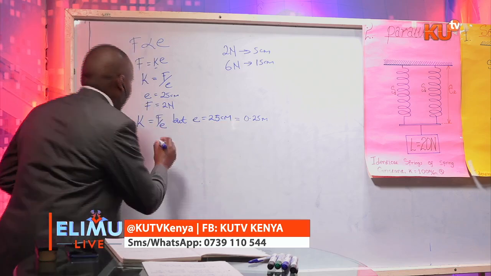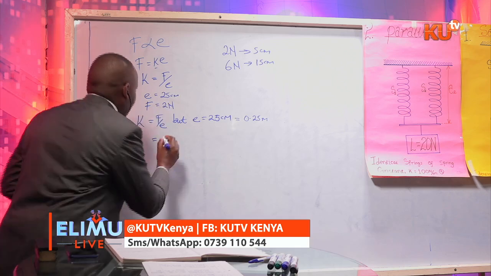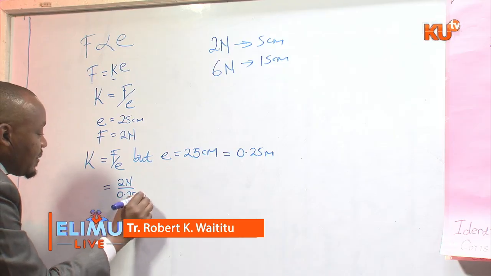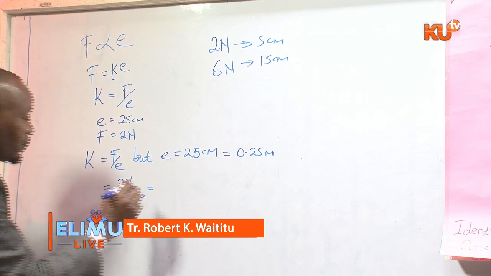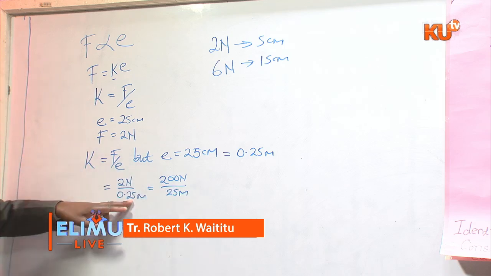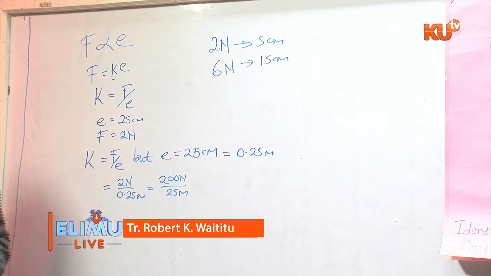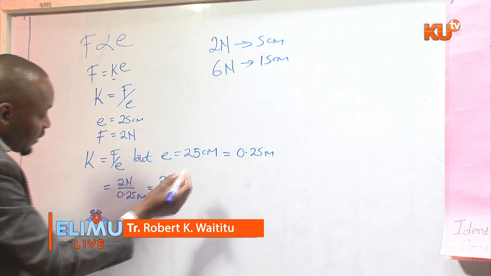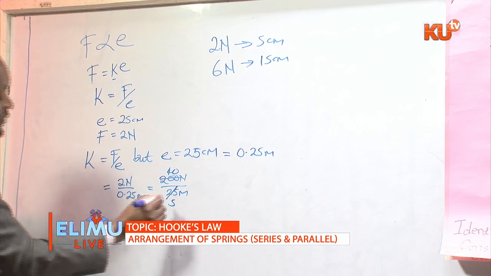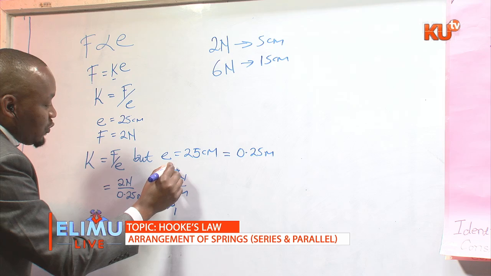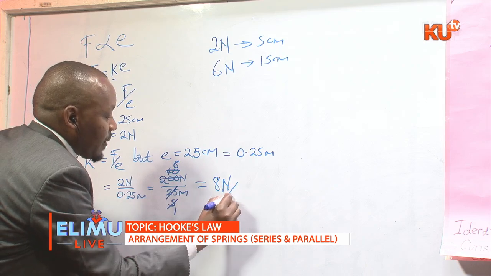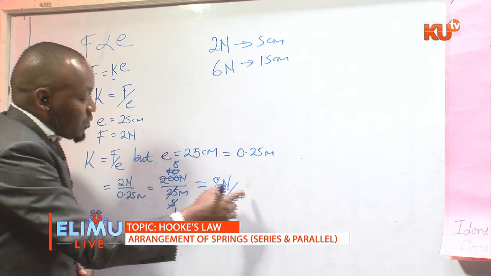In this, I've divided 25 by 100. After that, I will substitute this into my formula. The force is in newtons. Extension, we have found to be 0.25 meters. In dividing those two, I'll have 200 newtons divided by 25 meters. Remember, I've multiplied by 100 in the denominator and 100 in the numerator. In reducing this, if I divide by 5, I'll have 5 there. In the numerator, I'll have 40. If I divide by 5, 40 divided by 5 gives 8. And the answer I'll get there will be 8 newtons per meter.